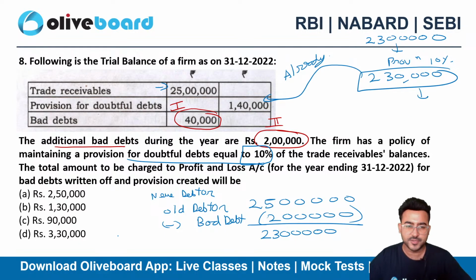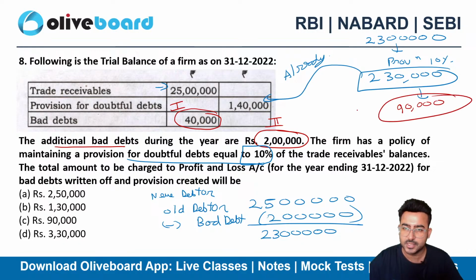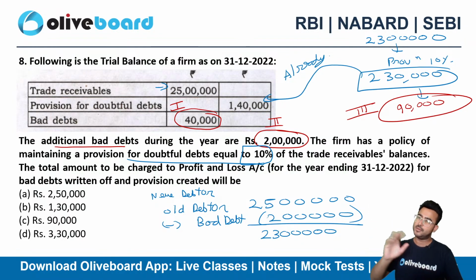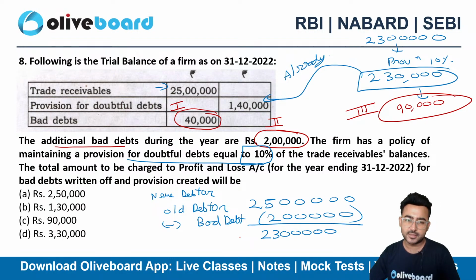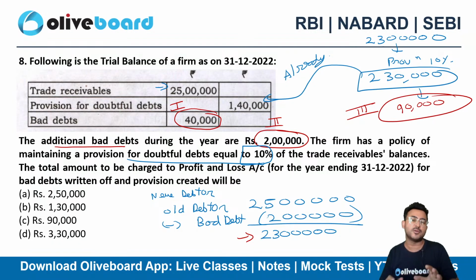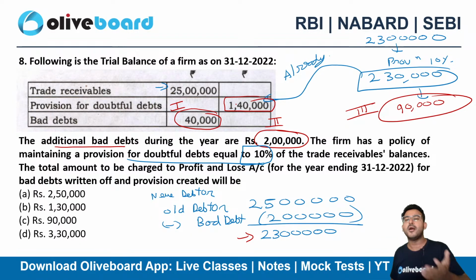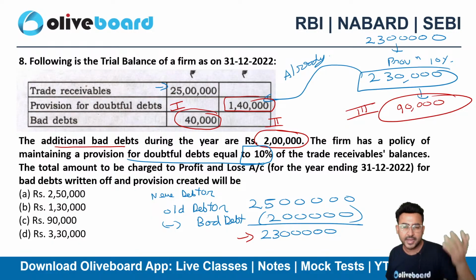How much more provision do I need to make? 2,30,000 minus 1,40,000, so I will be making 90,000 additional provision, right? मुझे कितना provision चाहिए? 10% of debtor. नए debtor का amount क्या है? 23 lakh. So 23 lakh पे 10% provision चाहिए, मतलब 2,30,000 का. 2,30,000 worth of provision I need. I only have 1,40,000 provision as of now in my trial balance. That means I need to top it up by 90,000.